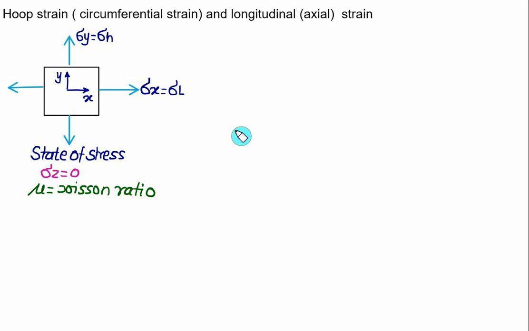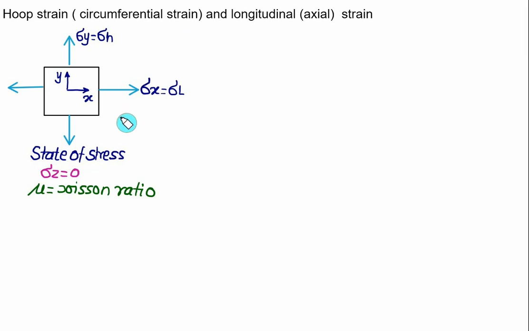Welcome back to the video series on the thin cylinder. Already we have done one video on the circumferential or the hoop strain and the longitudinal strain. Quickly we'll revise this and we'll make a numerical practice based on the circumferential strain and the longitudinal strain.